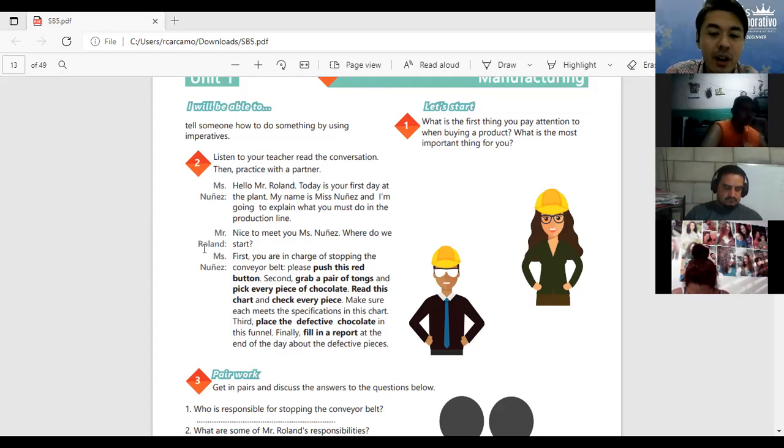First, you are in charge of stopping the conveyor belt. Please push this red button. Second, grab a pair of tongs and pick every piece of chocolate. Read this chart and check every piece. Make sure each meets the specifications in this chart. Third, place the defective chocolate in this funnel. Finally, fill in a report at the end of the day about the defective pieces.